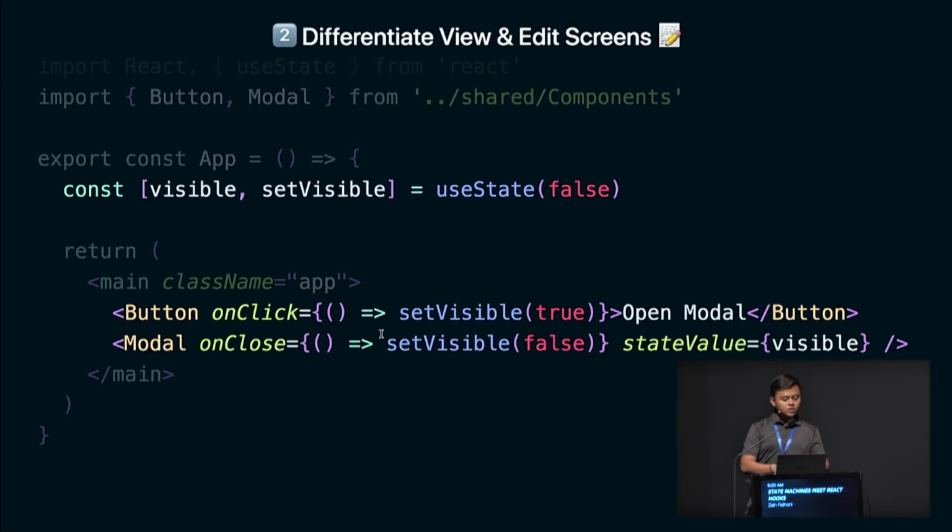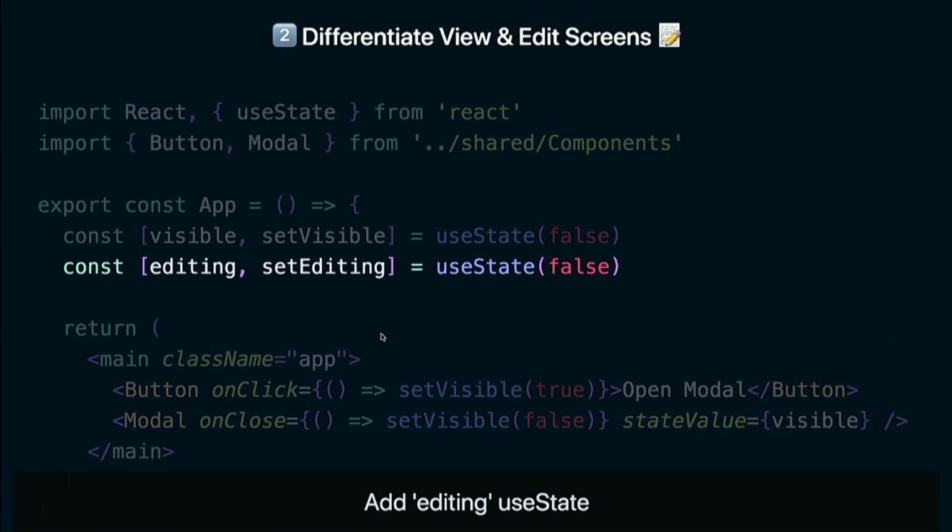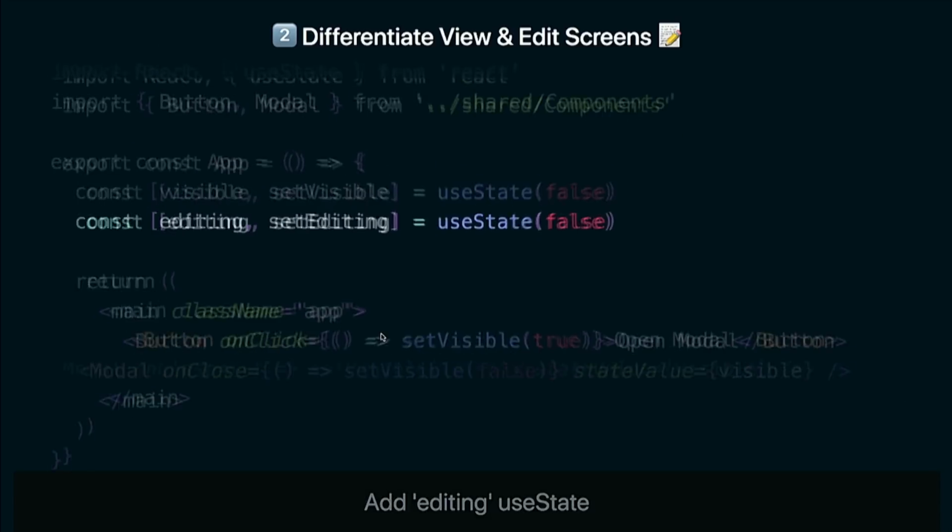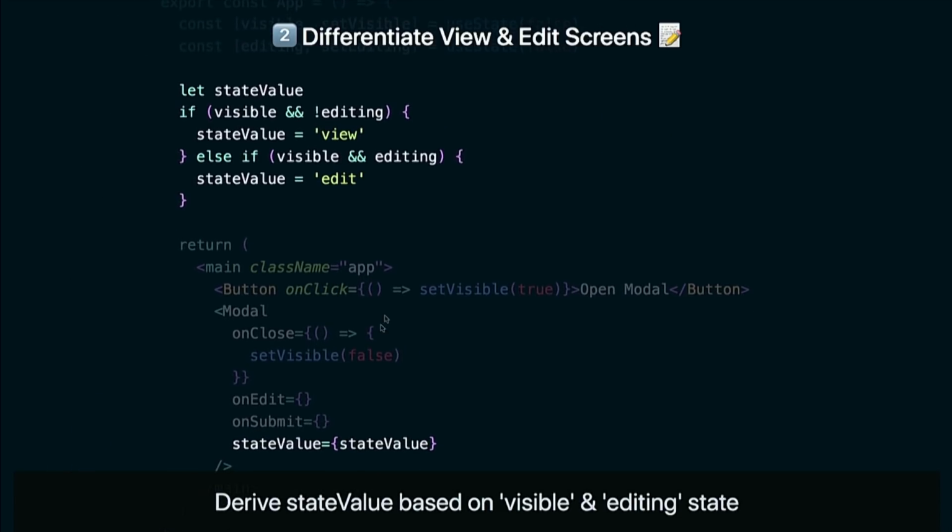This is our old code in conventional hooks. We have to add another state because we are checking another thing right here. So we just add an editing state and then derive the state value that we are passing down to the modal. So we are passing down this view and edit state value based on those two states before, the visible and the editing. If it is visible, and it's not editing, then it's view. And yeah, something like this.